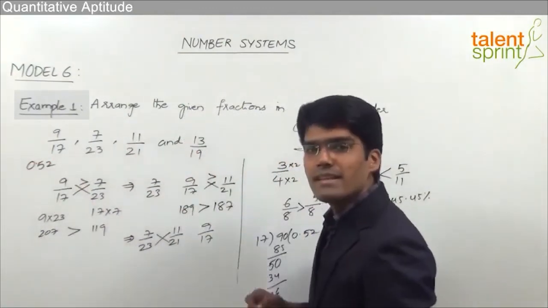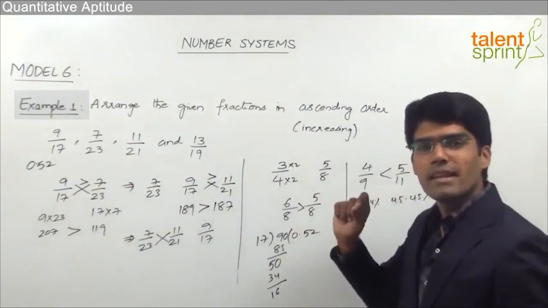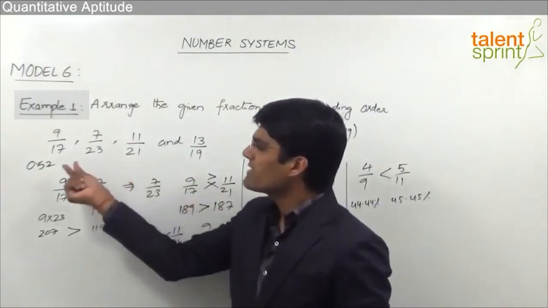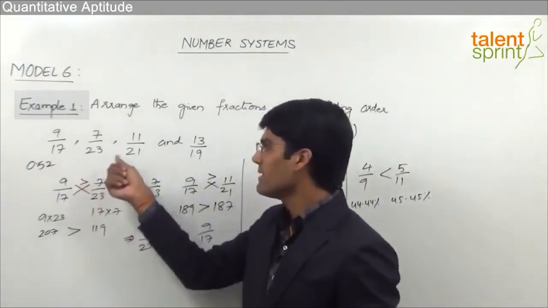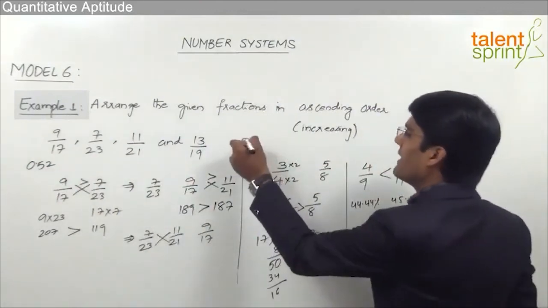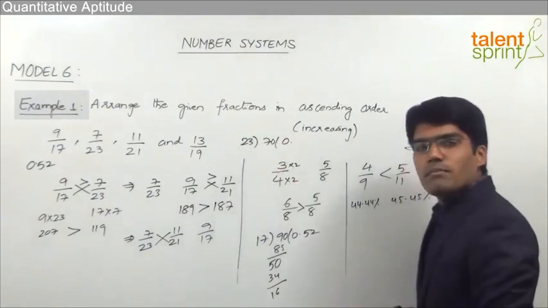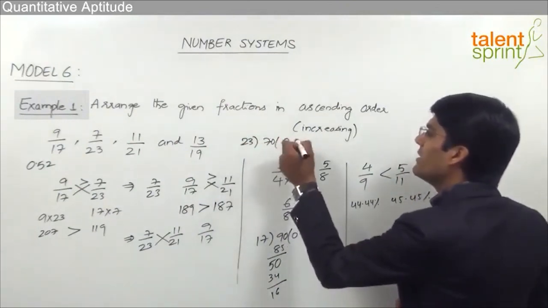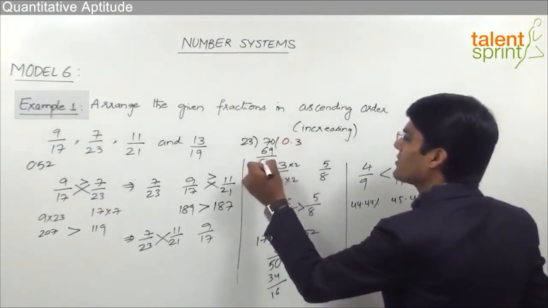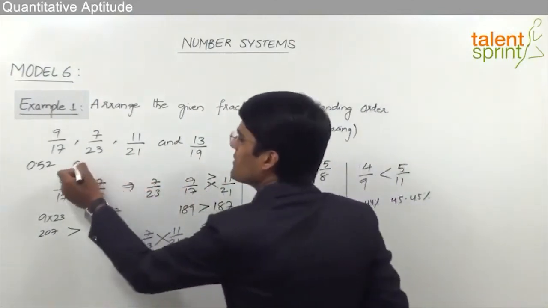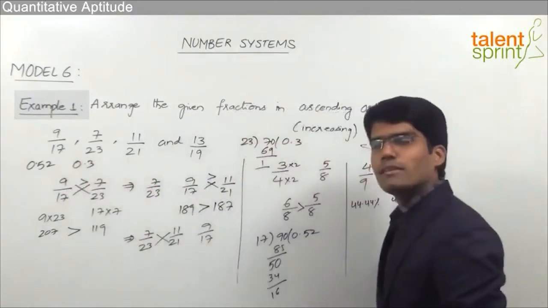Similarly, 7 by 23 can be divided and the answer can be taken in terms of decimal. What we need to do here is take at least up to 2 decimal places. So 7 when divided by 23, if we take 0 point, this becomes 70. Now 23 into 3 is 69. So 1 is remaining. So this can be taken as approximately 0.3.